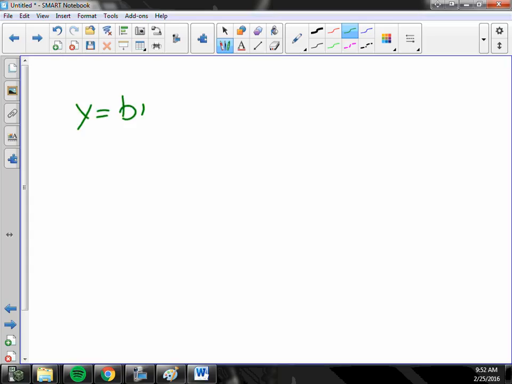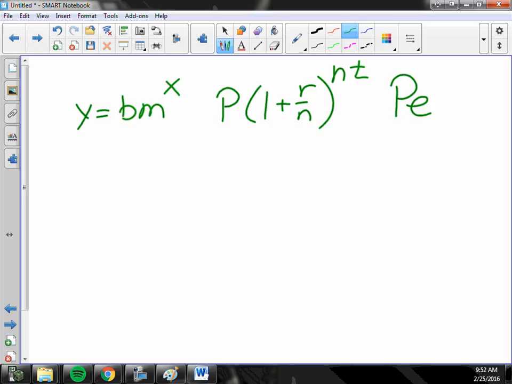y equals b times m to the x. That's compounded once a year. P times (1 plus r over n) to the nt. That's really only used in banking, where the compounds are defined specifically: once a week, once a month, once a year. And then anything that happens in nature, which is always increasing, we use P e to the rt.